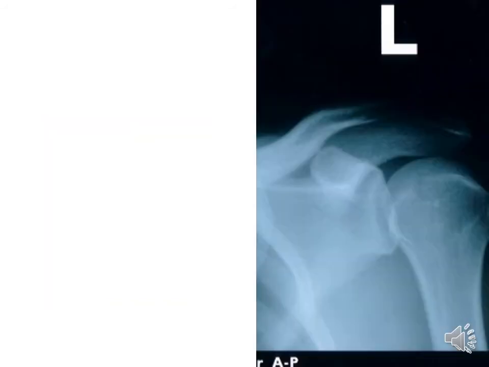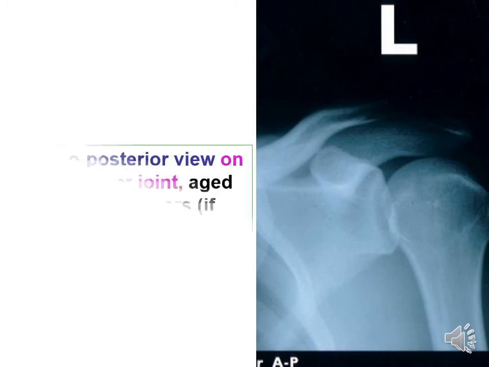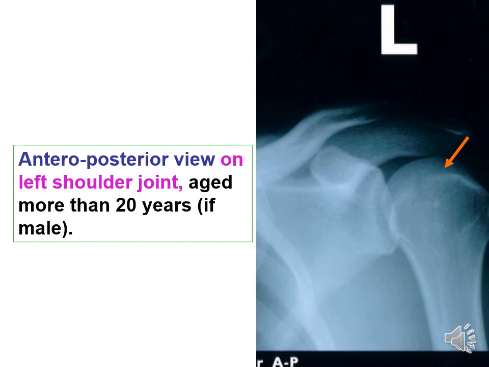First, we identify the bones. This is a shoulder joint. I can see the clavicle. I can see the humerus. Bones seem united. The last thing to unite is the head of humerus. The head of humerus unites with the shaft of humerus at the age of 20 in males. So this is a left shoulder joint aged more than 20 years if male.